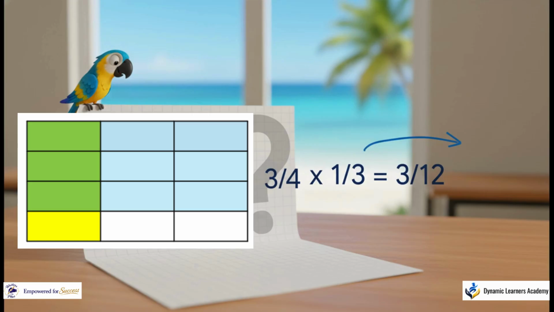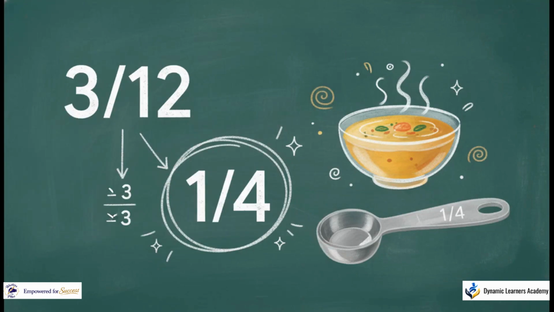But in math, we always like to make things as simple as we can. So, can we simplify 3/12? Oh yeah, for sure we can. Think about it. Both 3 and 12 can be divided by 3. So 3 divided by 3 is 1, and 12 divided by 3 is 4. That means 3/12 is the same thing as 1/4. And that is the answer to our soup story. You only need 1/4 tablespoon of salt.